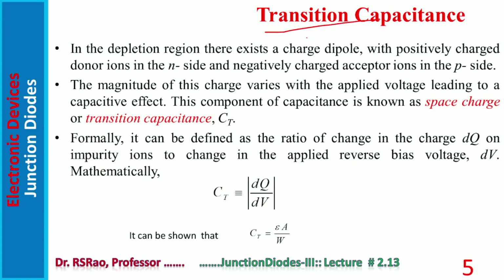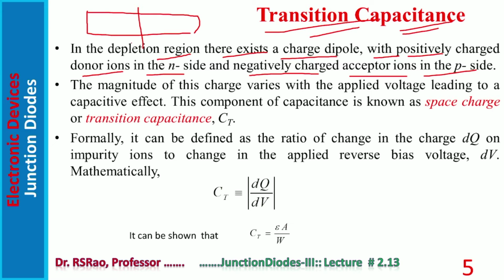Now, some points regarding transition capacitance. In the depletion region, there exists a charged dipole with the positively charged donor ions in the N side and negatively charged acceptor ions in the P side. So this is the diode. This is the interface. Let us say this is the P region, this is the N region, this is the junction region. In the junction region, there exist negative ions on the P side and positive ions on the N side. These columns of ions are the source, the origin of transition capacitance.